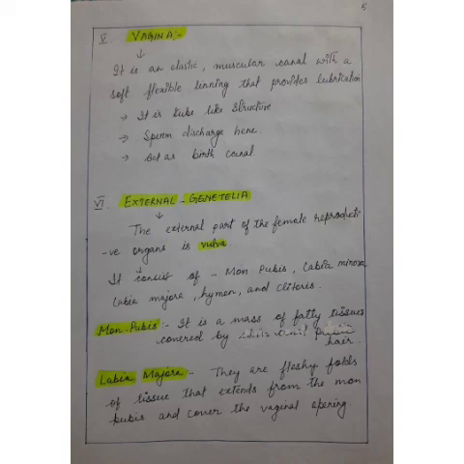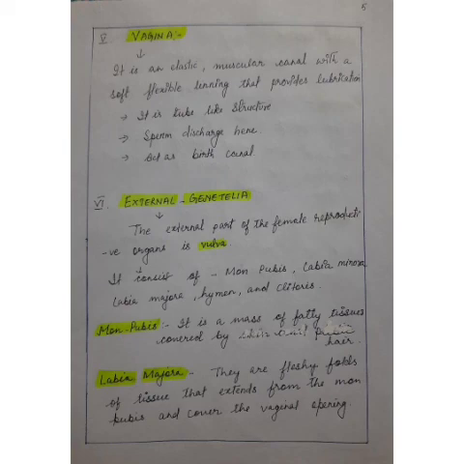Next is the external genitalia of the female reproductive system. So the external part of the female reproductive organ is called your vulva. Vulva is an organ and this vulva consists of different parts. These are mons pubis, labia minora, labia majora, hymen and clitoris. So let us see this one by one.